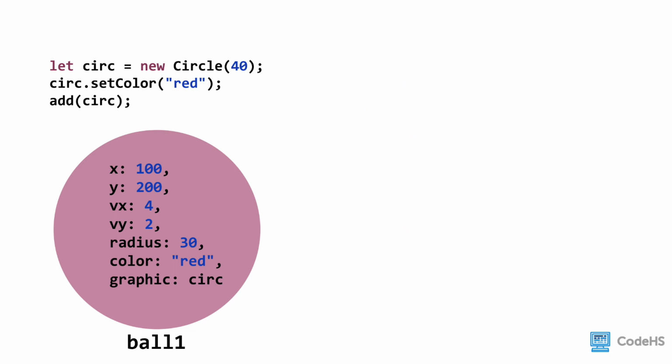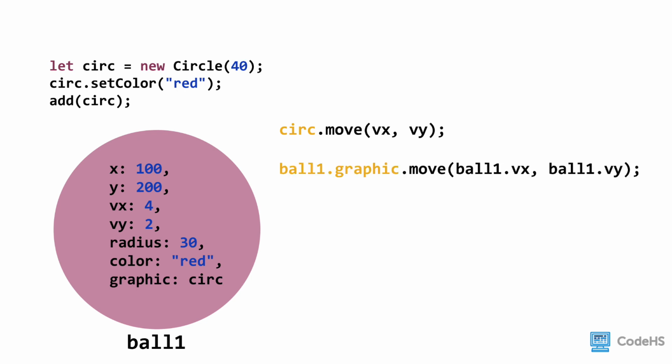For example, let's say this ball object is named ball1. Before, if we wanted to move the circle graphic we added to the canvas, we'd type circ.move vx, vy. But now that we are storing the circle in the graphic property of the ball object, we can write ball1.graphic.move ball1.vx, ball1.vy, where ball1.graphic is really just accessing the graphic value in the ball object. While this seems like this is much more complicated, what this enables is a self-contained ball object that not only keeps track of its own data, but also its own canvas graphic.